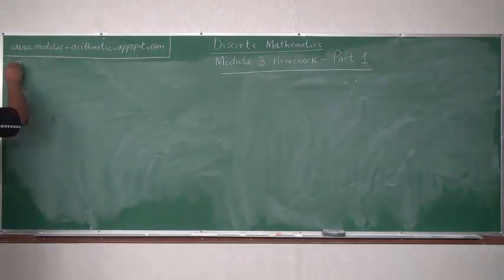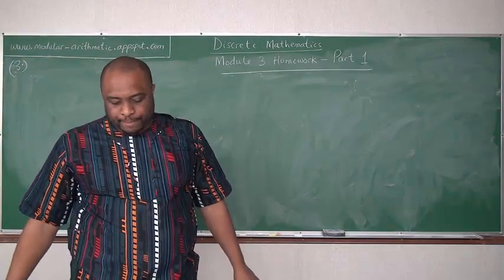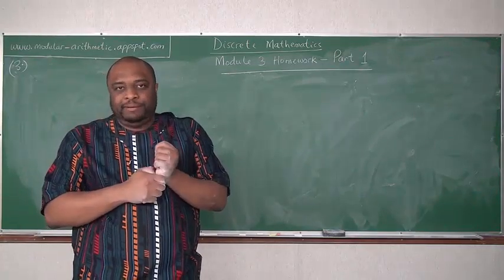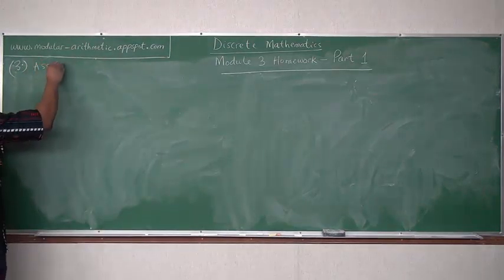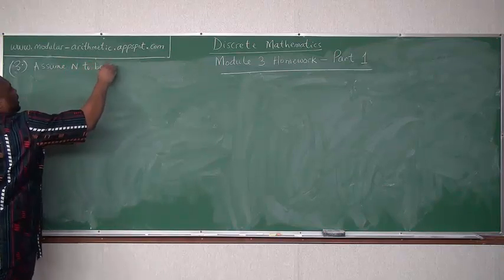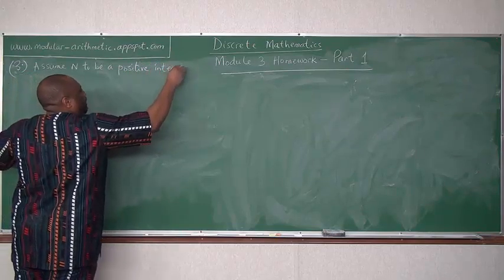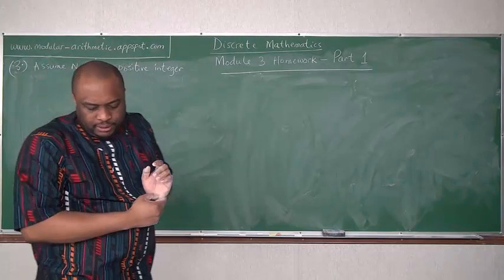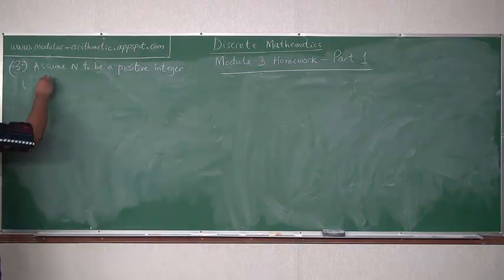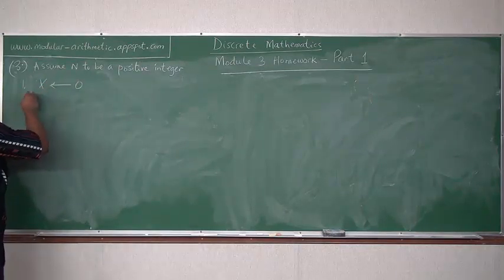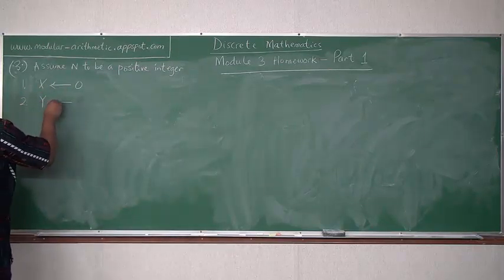Question 3. It says, consider the following algorithm. Assume n to be a positive integer. So it says, we have line 1: set 0 to be x. Number 2: set 1 to be y.